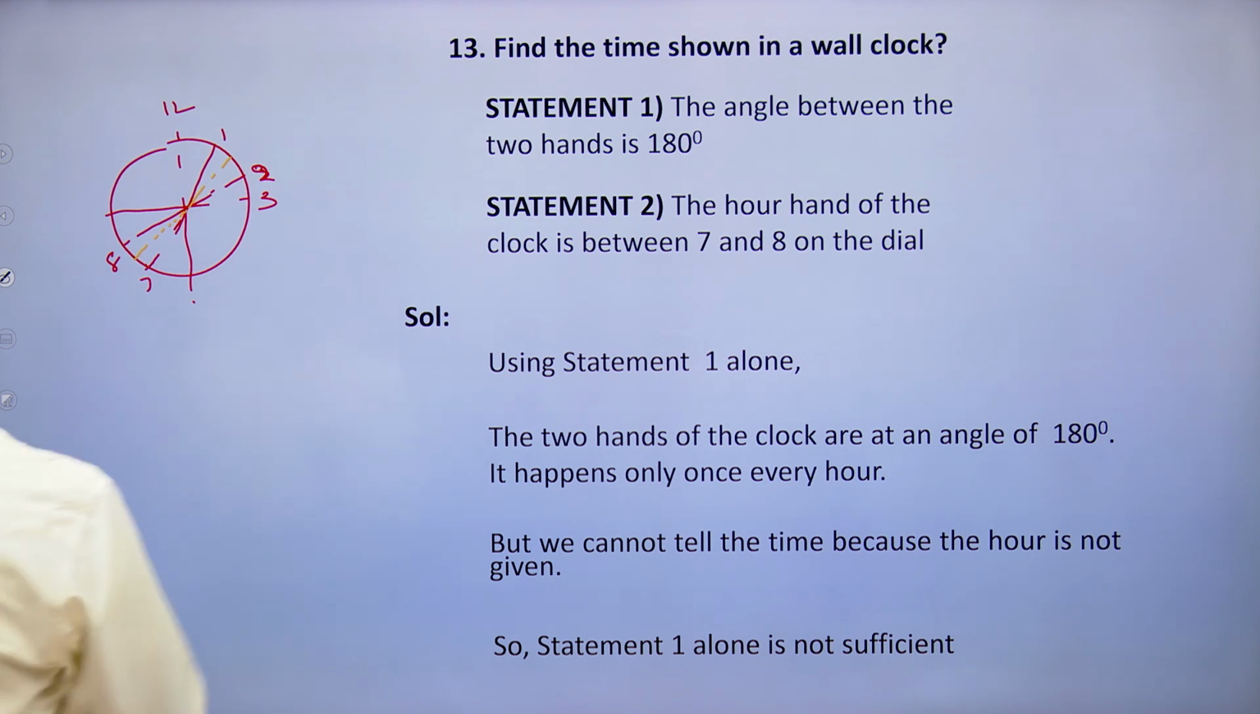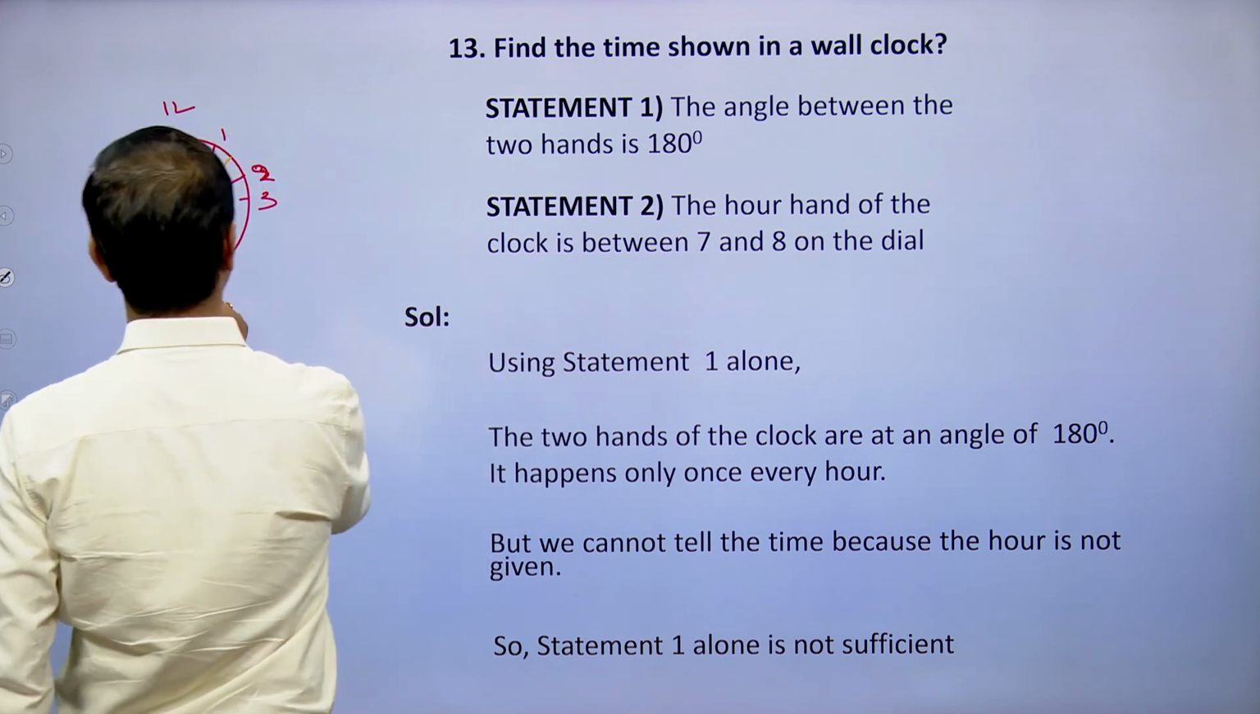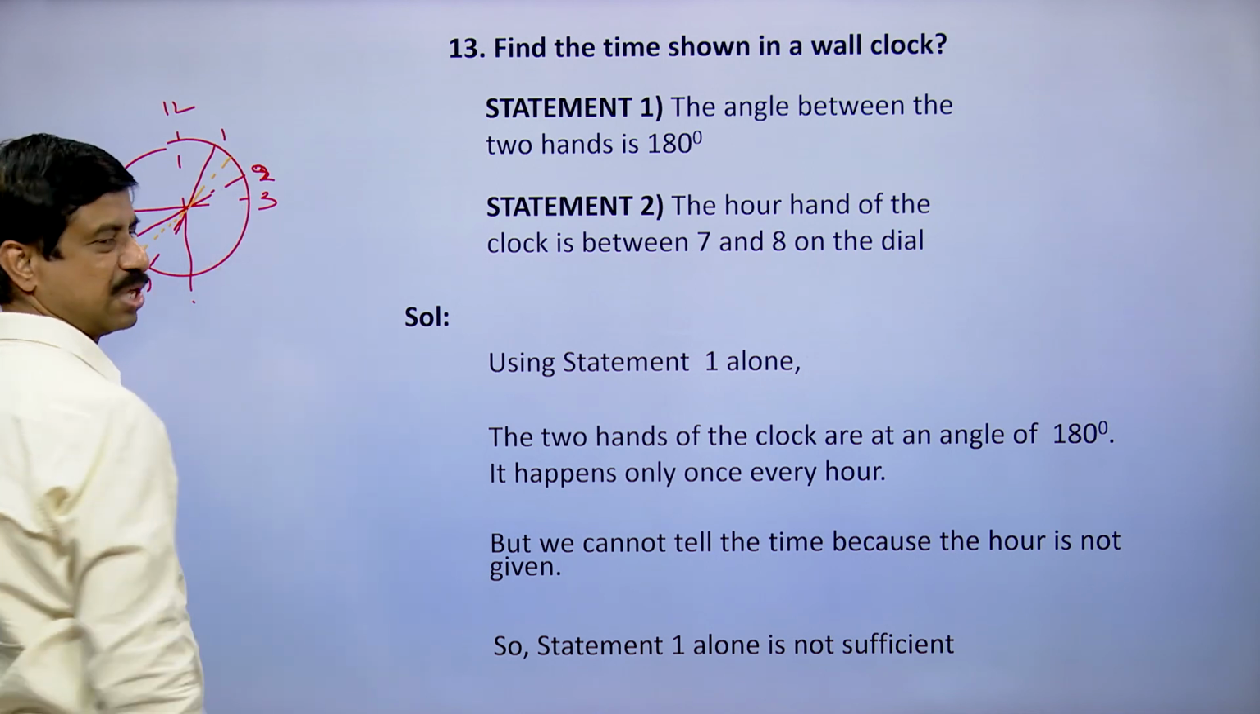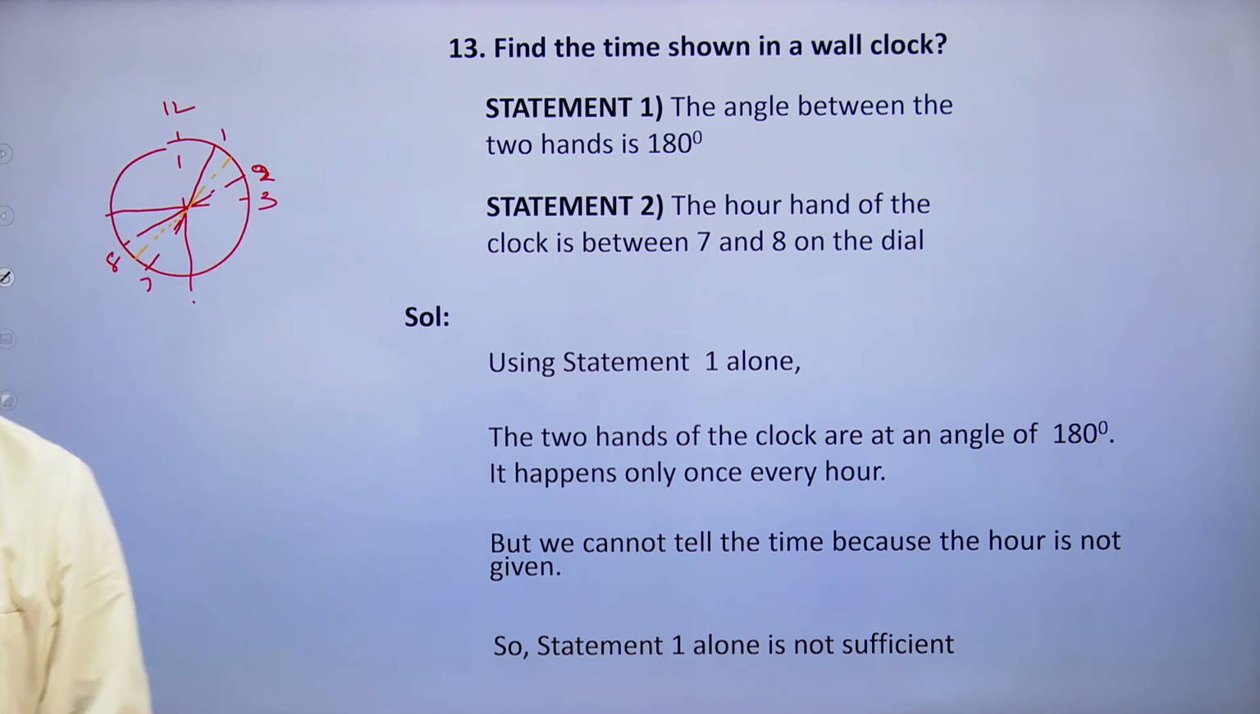See, 180 degrees is from the first statement and between 7 and 8 is from the second. That is why we are able to tell the minute's hand is between 1 and 2. That means 5 minutes and 10 minutes like that. Please note it fast.